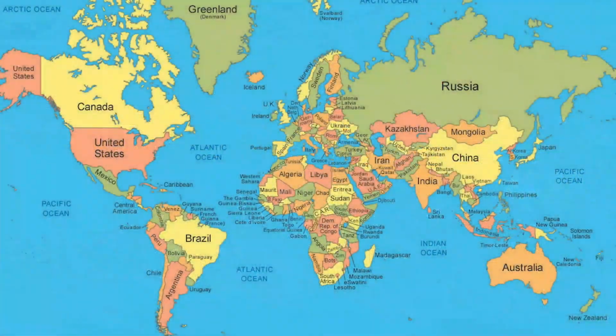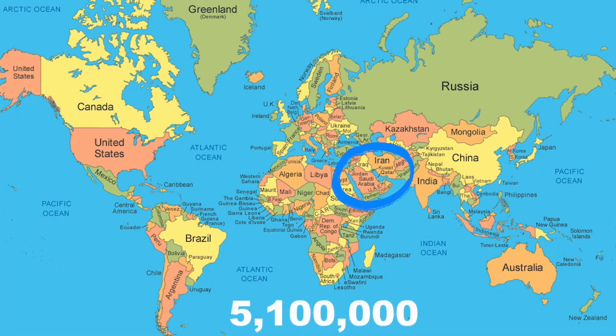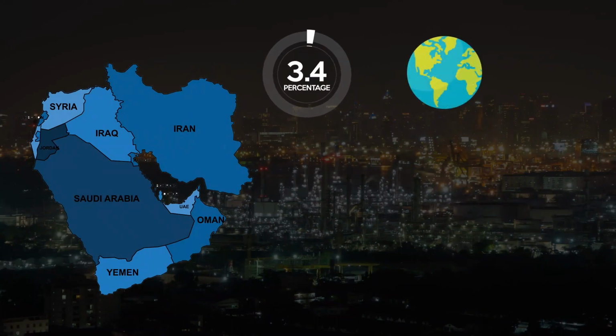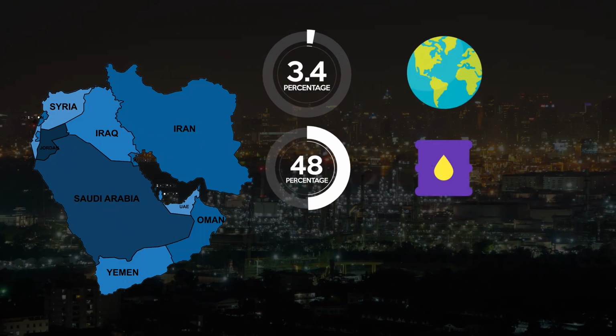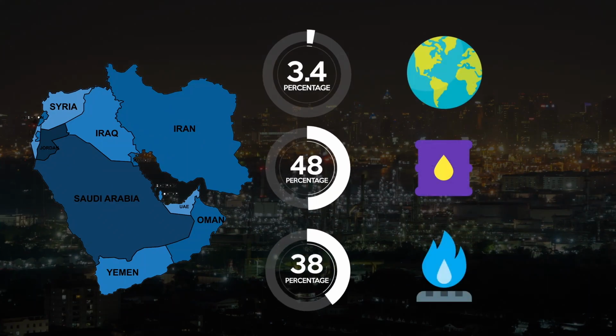The 10 countries with the highest crude oil availability in the Middle East together make up a total of 5.1 million square kilometers of land, which is just 3.4% of the entire Earth. However, the region accounts for 48% of the world's total crude oil reserves and 38% of its natural gas reserves.